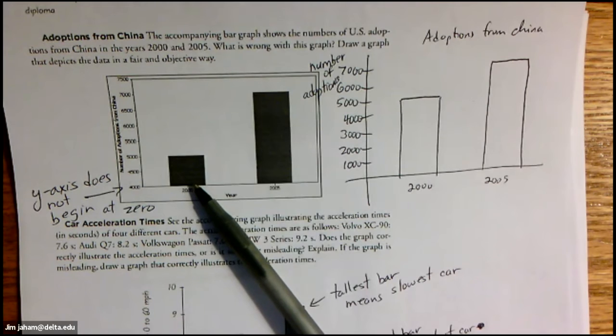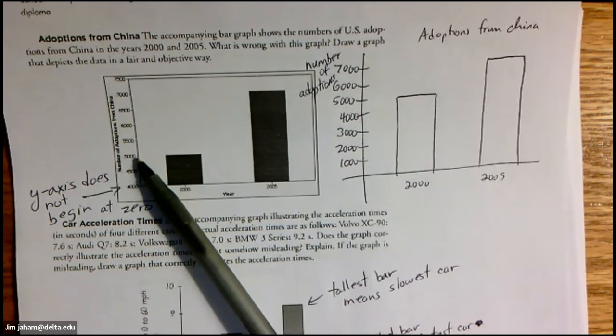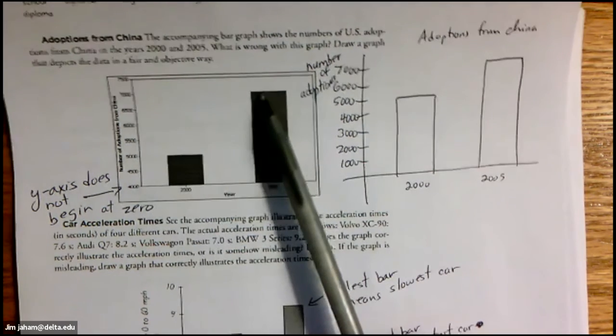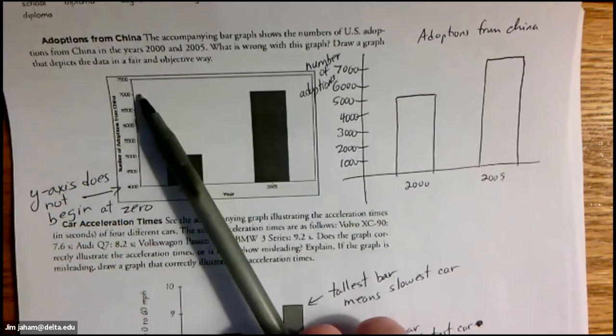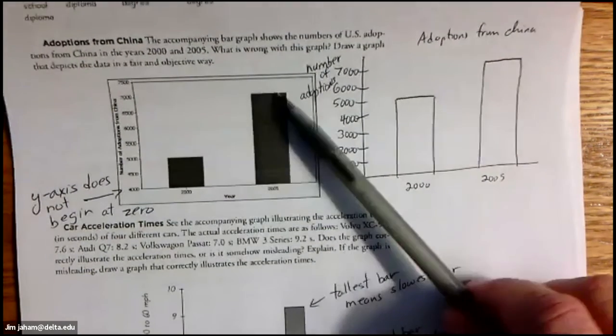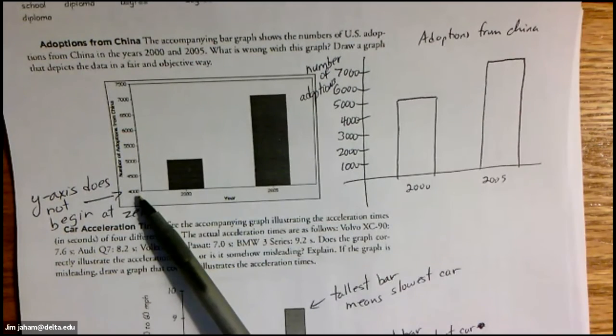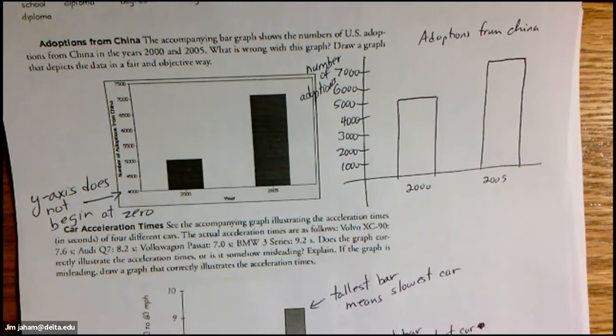But it turns out that if you look over at the scale here, in 2000, there were 5,000 adoptions, and in 2005, there were about 7,000 adoptions. The reason why it looks so lopsided, like there's so many more in 2005, is because this axis doesn't begin at 0. Whenever you start at a number other than 0, there's a possibility that the graph will be misleading.